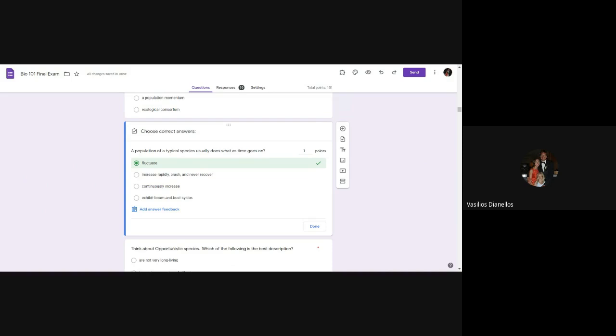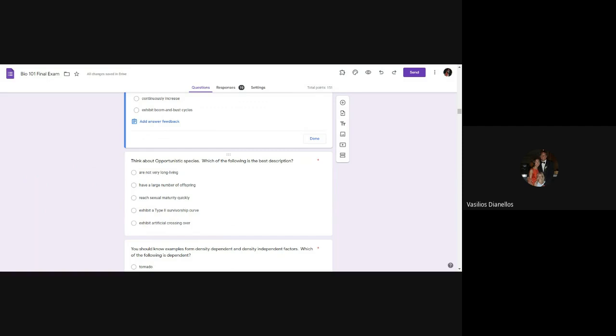Anyway, moving forward. Think about opportunistic species. Which of the following is the best description? So basically, this question is asking which of the following describes opportunistic species? Not very long living. Yes, that is correct. They do not live very long. Have a large number of offspring. That is actually also correct. Reach sexual maturity quickly. That's actually also correct. Exhibit type 2 survivorship. Incorrect. Exhibit artificial crossing over. That is some garbage that I made up.